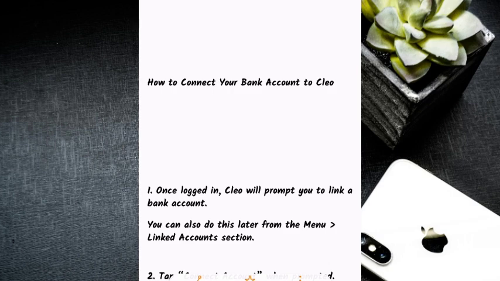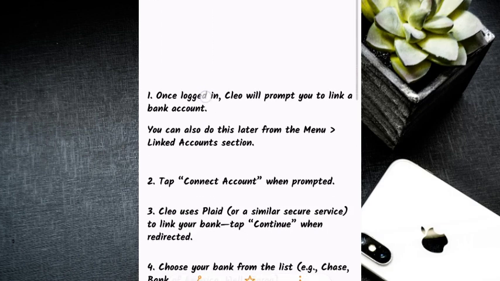The first step is once you're logged in to Cleo, it will prompt you to link a bank account. So that's first things first. Once you've opened your account, you download the Cleo app and then you create an account, and once you log in, once that's done, Cleo is going to prompt you to link a bank account almost immediately. So you can also do this later from the menu linked account section, but if you want to tackle it at once, let's just go with it.